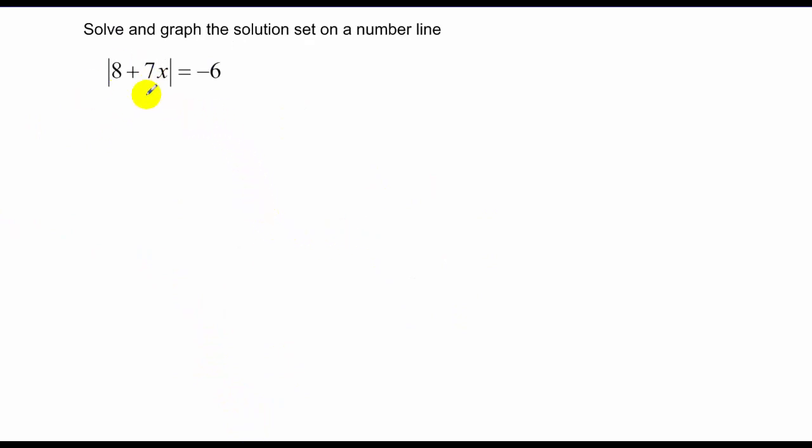If we look at this example, I have an absolute value of something equaling a negative number. Right here, I can stop because I know there's no number whose absolute value is equivalent to a negative number. So right here, I just say there's no solution.